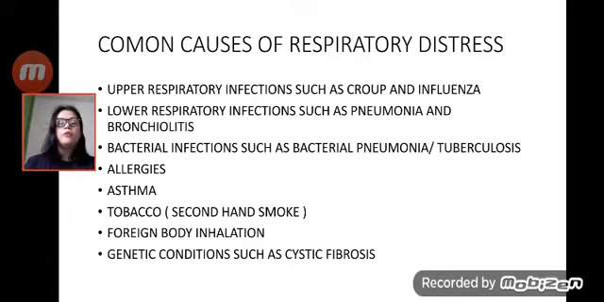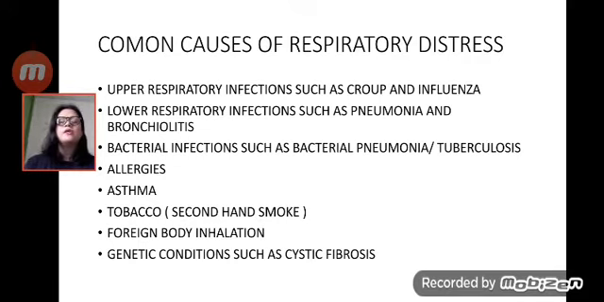And another thing would be bacterial infections such as bacterial pneumonia or tuberculosis. And another possible cause is allergy or asthma. Sometimes this kind is familial history. You need to ask this one also from the mother: is there any history in the family of this kind of allergy or asthma? Because most of the time the baby will also acquire the same kind of illness.